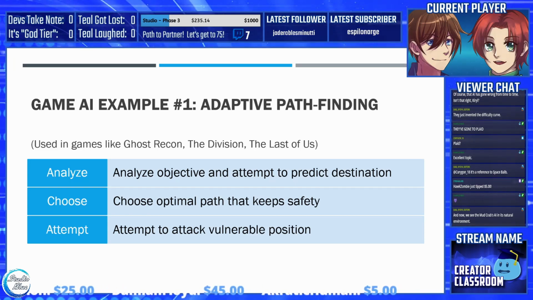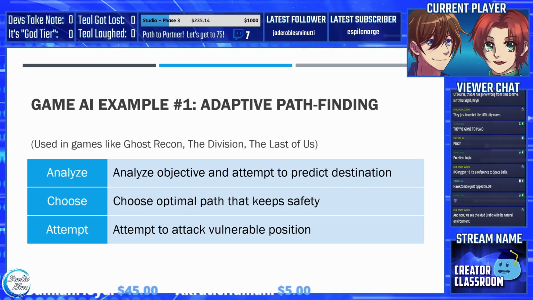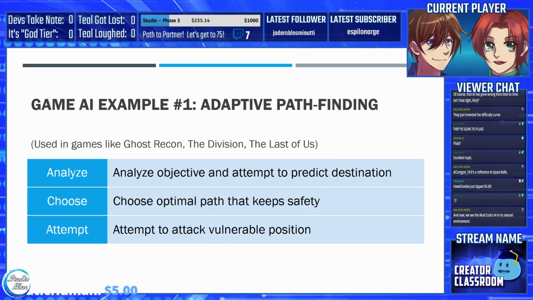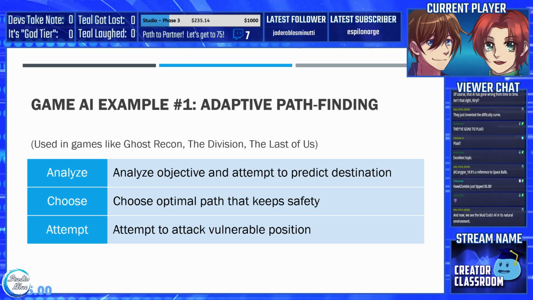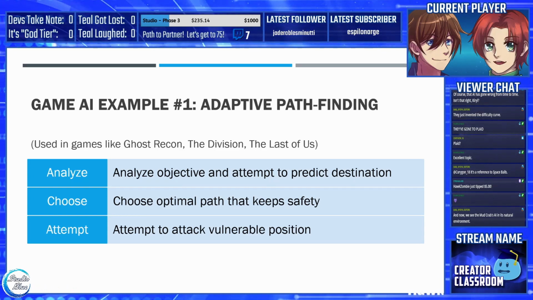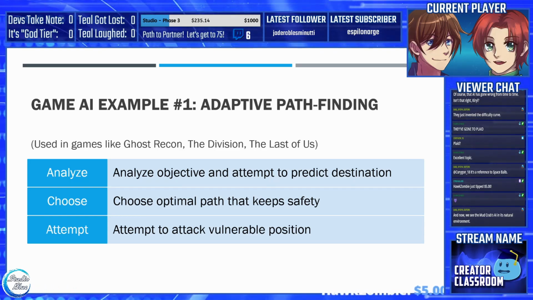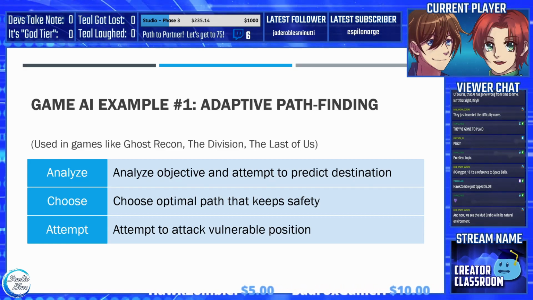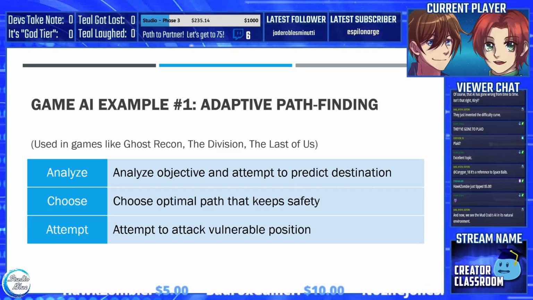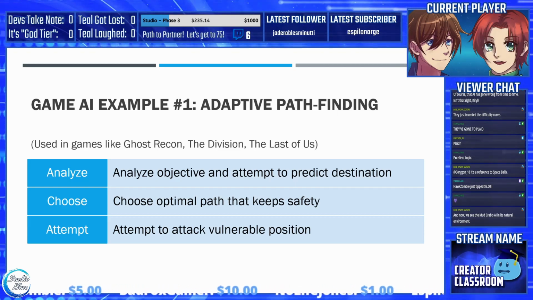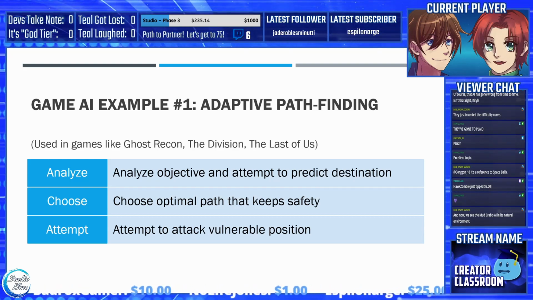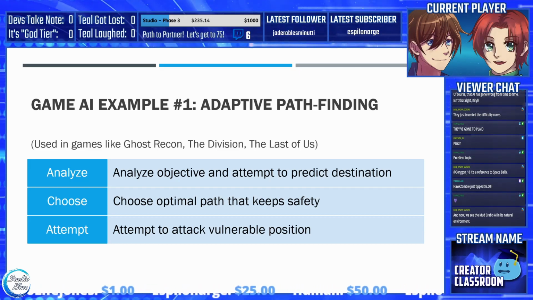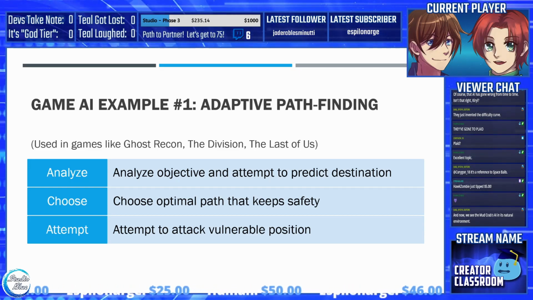Pathfinding is the non-player character finding a way through the level, whether it be trying to reach something else or you. So how does that work? Well, first it analyzes the objective and attempts to predict the destination. So maybe the destination here is the player character. So the enemy AI sees, okay, I am currently at this X marker, and currently the player, from the information that I have, is over at the Y marker. And I have to get there.